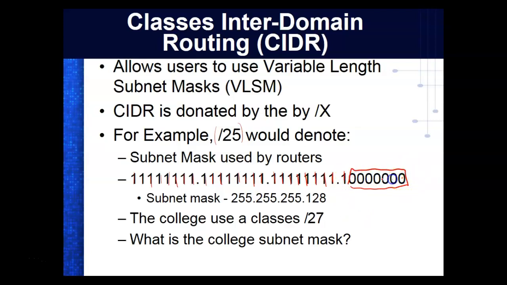So that means 1, 2, 3, 4, 5, 6, 7. We could represent 2 to the 7th, which would be 128 node addresses. And then this right here would be the subnet mask. So the subnet mask would actually be 255.255.255.128. So the college is using a classless /25.